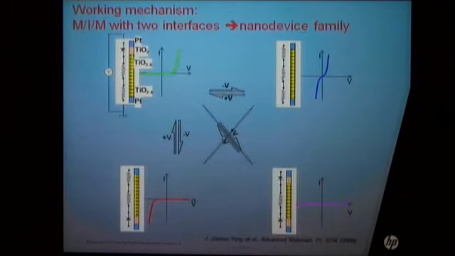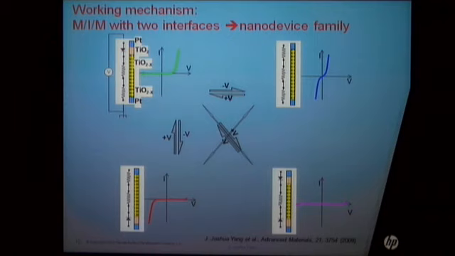Okay, based on this switching mechanism, we can really fabricate a family of nano devices using this very simple metal insulating metal structure. Whenever you have this metal insulating metal tri-layer structure, you have two interfaces to play with. So each interface can be either ohmic or Schottky-like, depending on the oxygen content at their interface. So this gives us four combinations, as shown here. Each combination has its own IV characteristic.